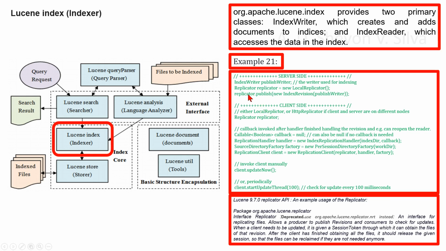This is a file replication framework. A replicator allows replicating files between server and client. Producers publish revisions and consumers update to the latest revision available.